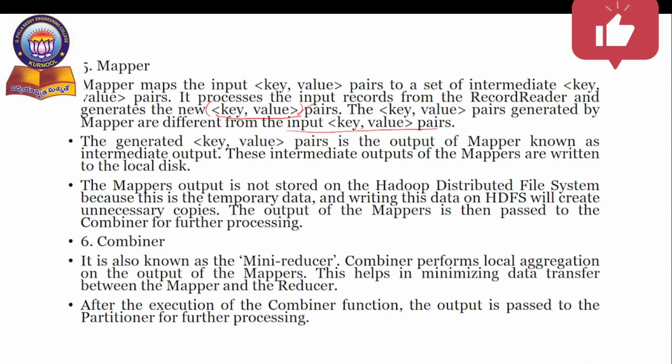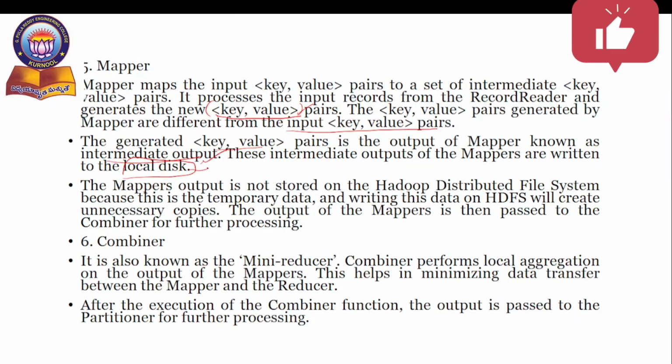So both the key value pairs will be different to each other. Next, the generated key comma value pairs is the output of mapper known as intermediate output. So in the MapReduce task, when we give input, the first data, as we know, is processed by the mapper. Once the mapper processes the data, it generates its output, and its output is called intermediate output. And these intermediate outputs of the mappers are written to the local disk.